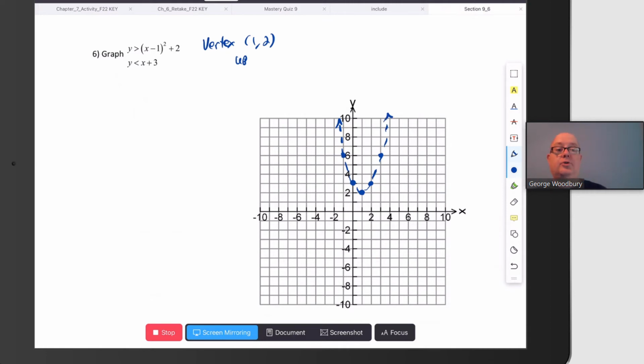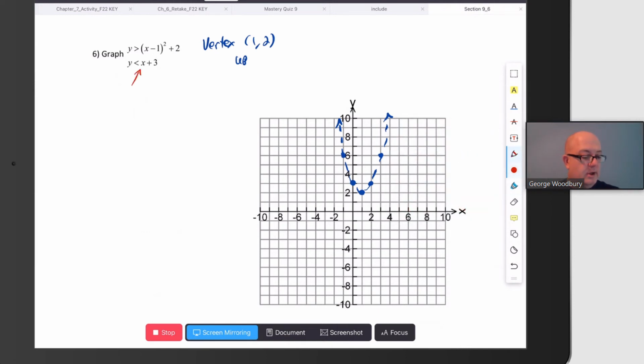Now, because it's y is greater than that, I am looking in this area. Let's go ahead and graph the second inequality and look for the parts of that that intersect with the solutions from the parabola. I'll do this one in red.